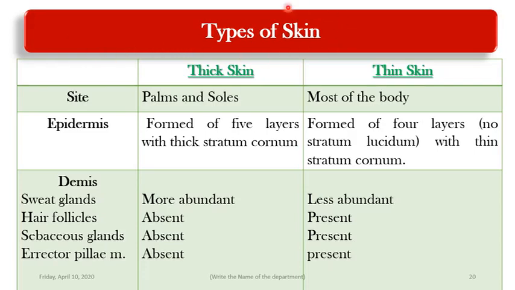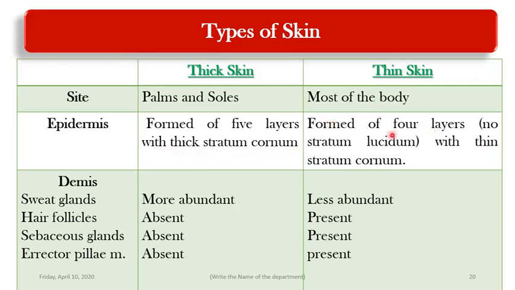Lastly, we have two types of skin, and you have to differentiate well between both of them, and this table is very important also, and is considered a common question. The site of thick skin is the palm of the hand and sole of the foot. Thin skin is present all over the body except these two sites. Regarding the epidermis, in the thick skin, it is formed of the 5 usual layers which we have mentioned. Again, stratum basale, stratum spinosum, stratum granulosum, stratum lucidum, and very thick stratum corneum.